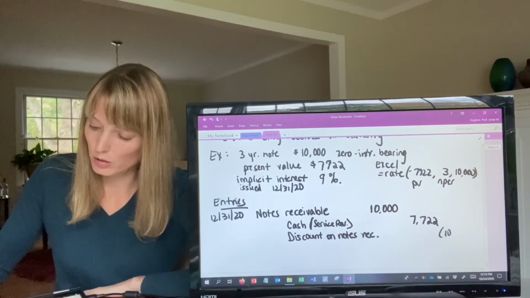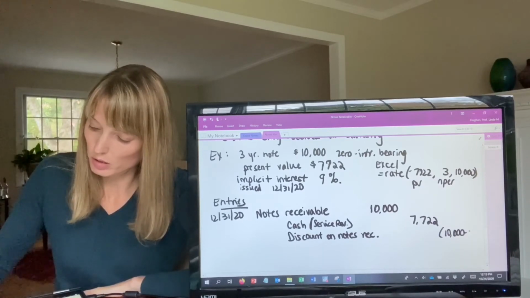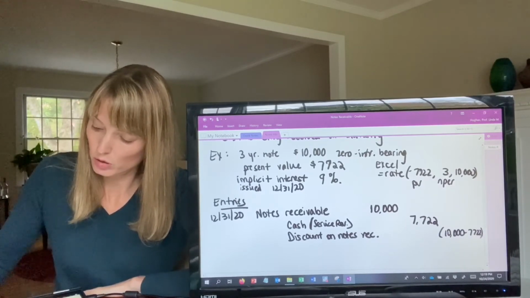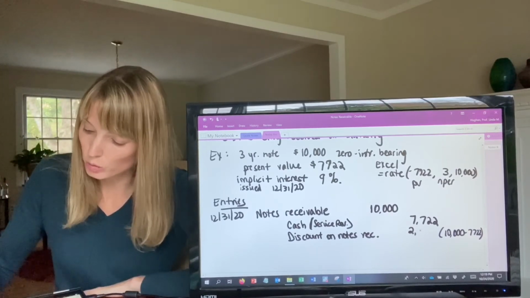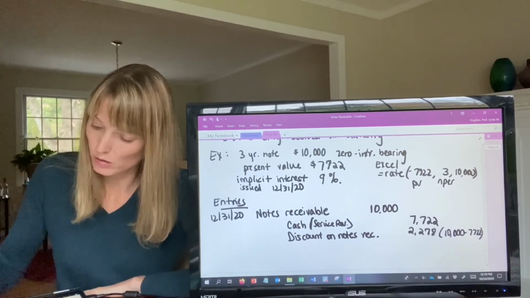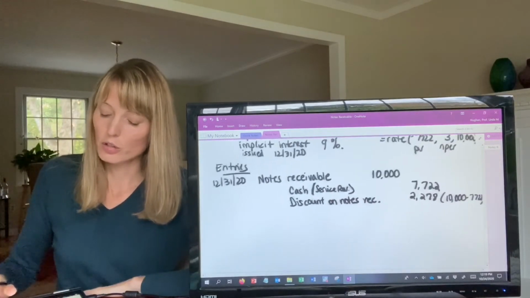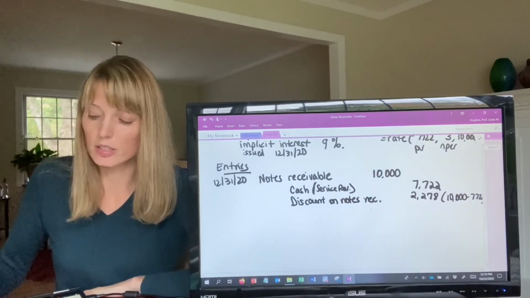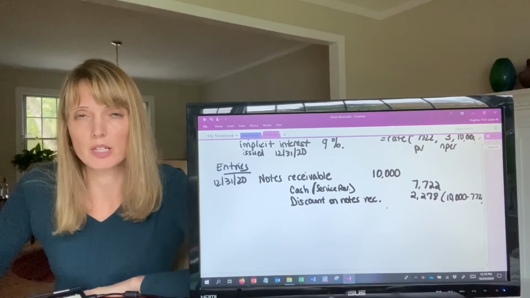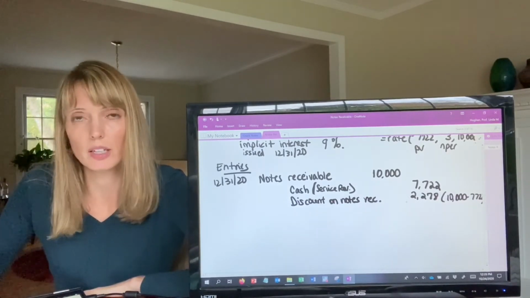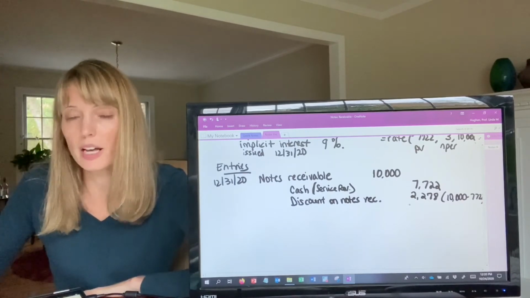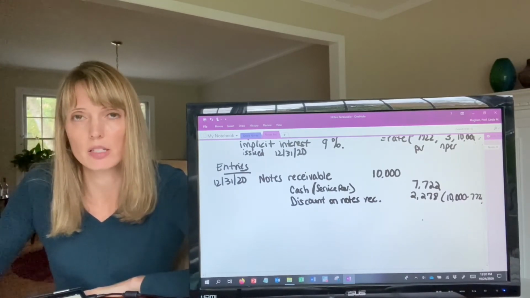And this discount, 10,000 minus 7,722, is going to be 2,278. So we booked everything to the discount account. We know that it represents interest. So what we're going to end up doing is taking this 2278 and recording it as interest as time passes.